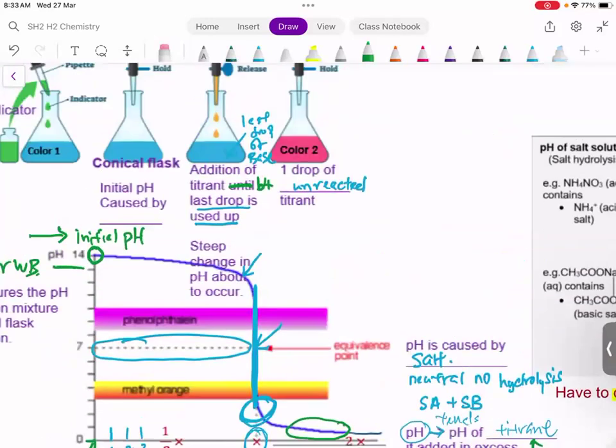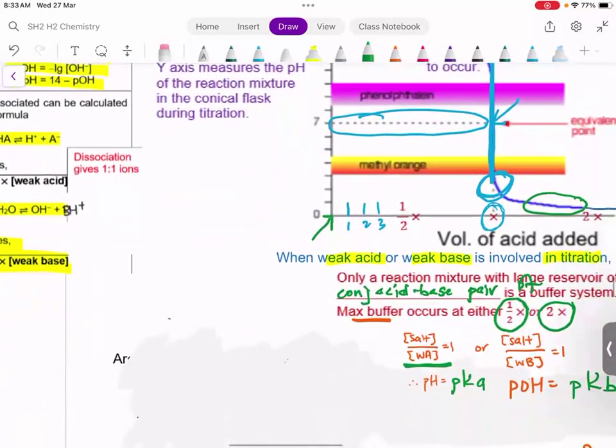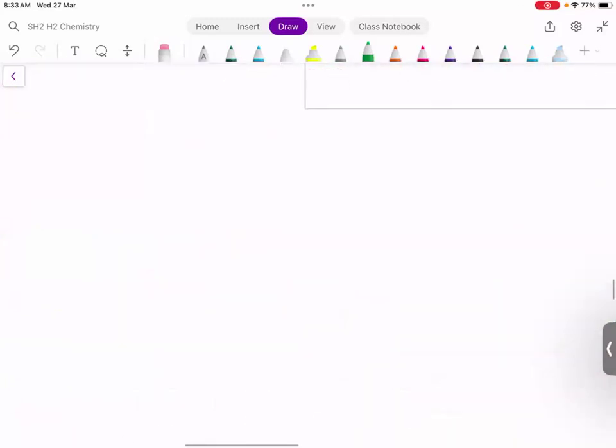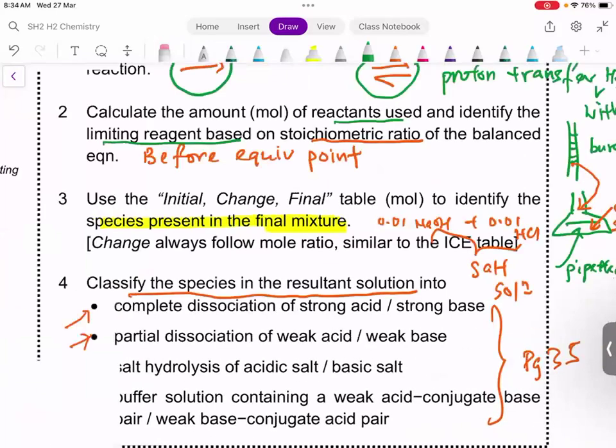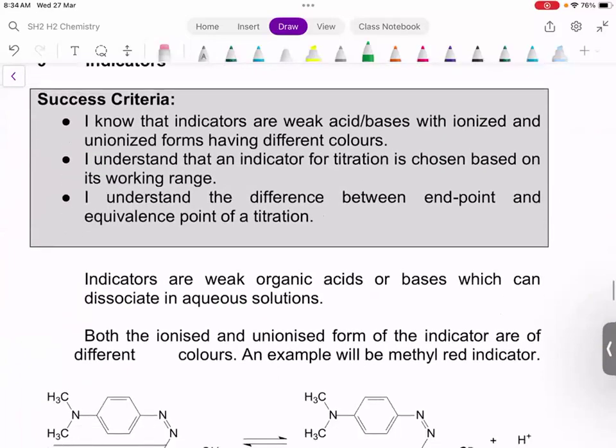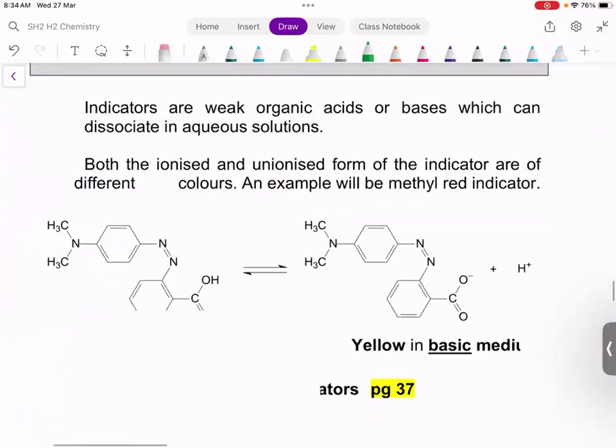Later on, when I give you the graphs, you can work together and discuss. So this is what we are done with. Any question? Anything that you need me to clarify before you work on other graphs? This one doesn't have a buffer because it's a strong acid, strong base. Other scenarios, you work on it, then you will see.